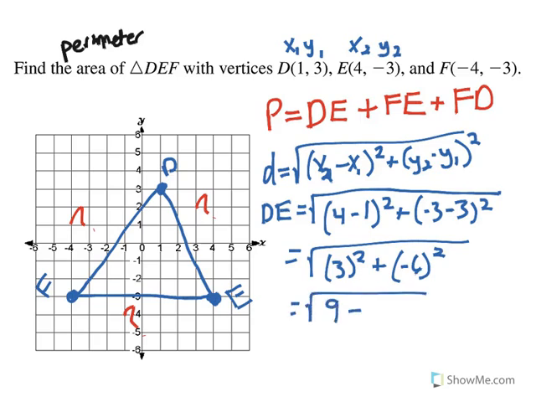If you need help with the distance formula, be sure you're asking. Don't get behind. So I get the square root of 9 plus 36, which gives me the square root of 45. So if I come over here, I can write that DE is the square root of 45. And I could approximate that, and it would be approximately 6.7.